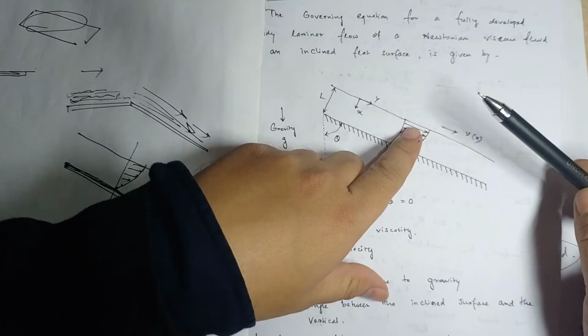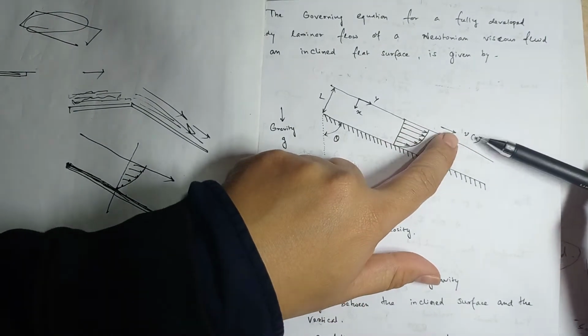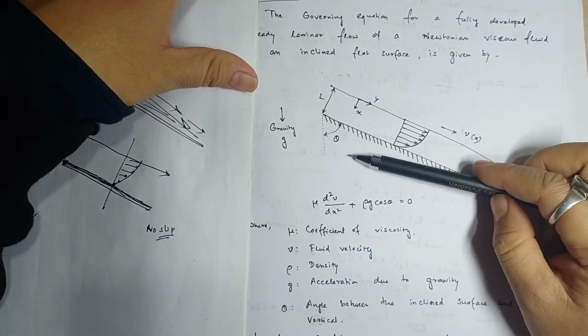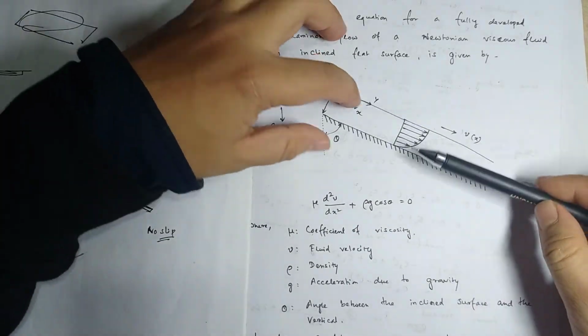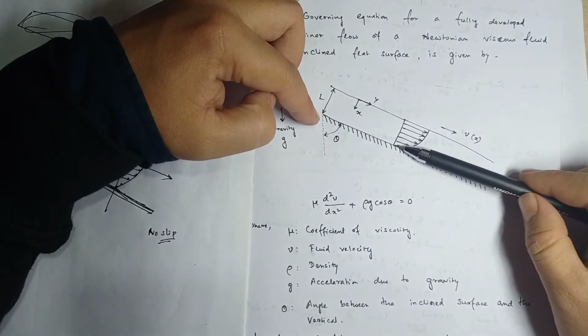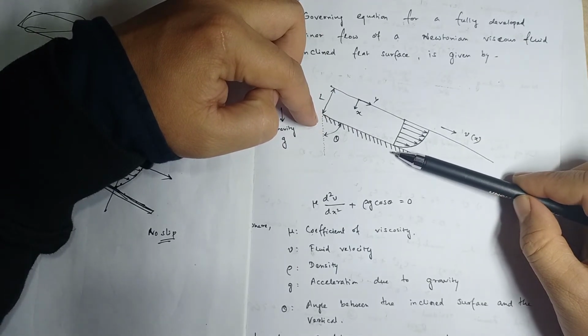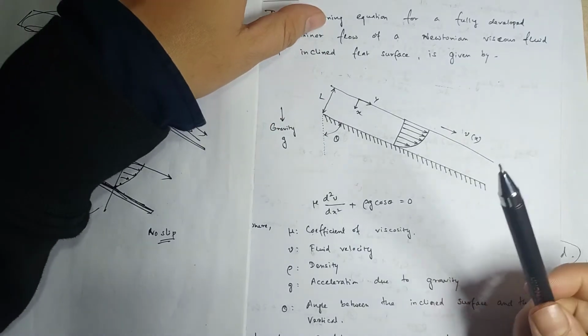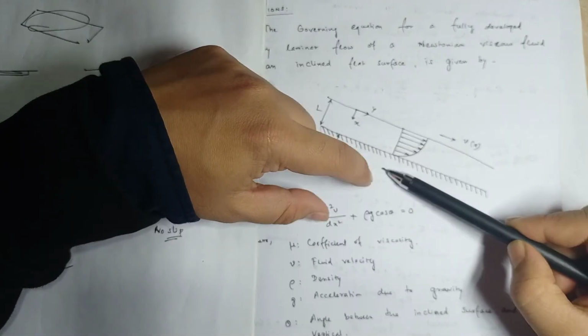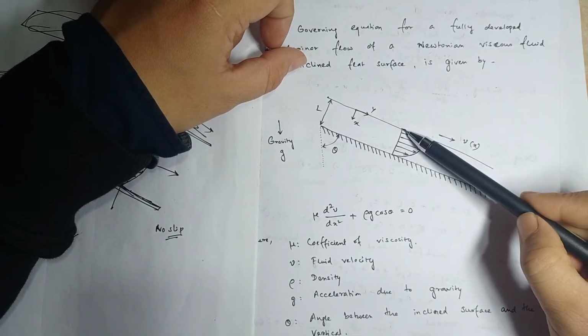Now the velocity v depends upon x, in this direction. See, v is a function of x, because when x is 0 here, v is 0, because there is no slip condition, right? I'm sorry, this is the coordinate here. Not this one. X starts from this point, not this point.